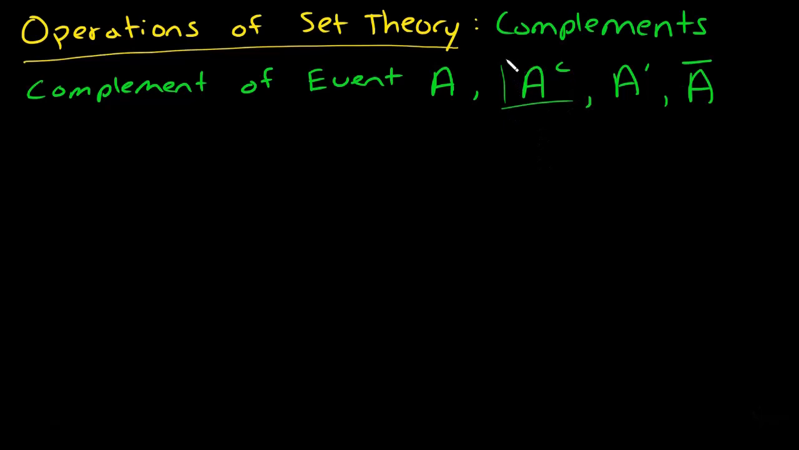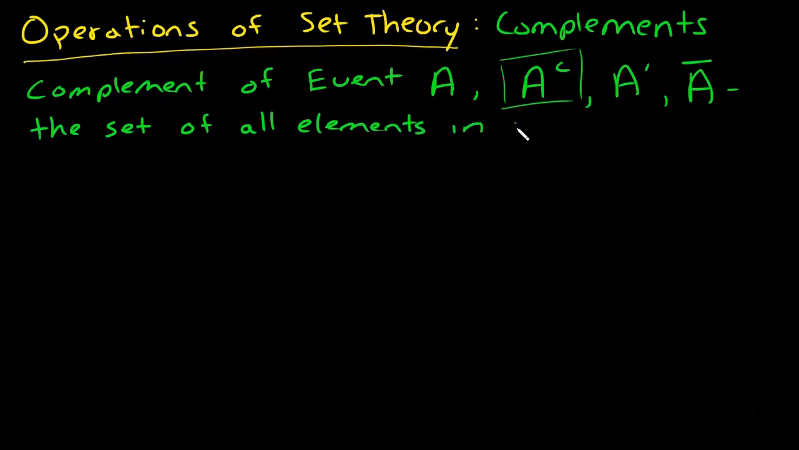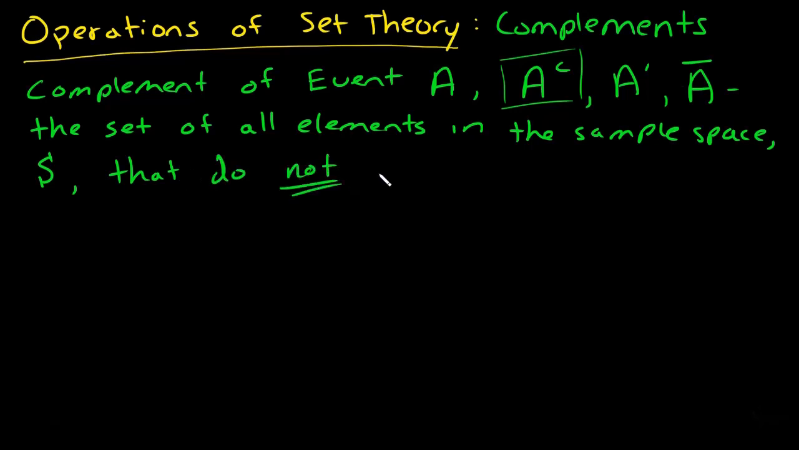This one's my favorite. I think that's pretty clear about what you're talking about. You have a little C there. We're talking about the complement. So what is this? This is the set of all elements in the sample space, S, that do not belong in A.